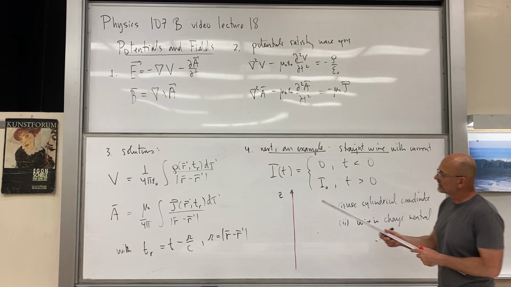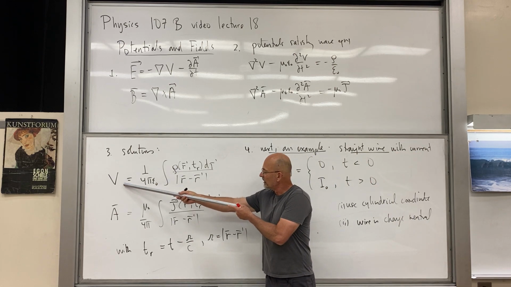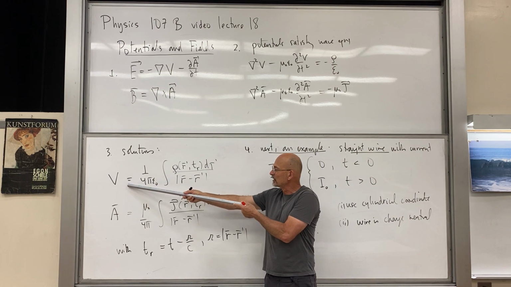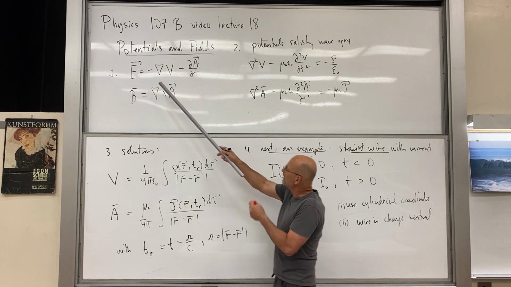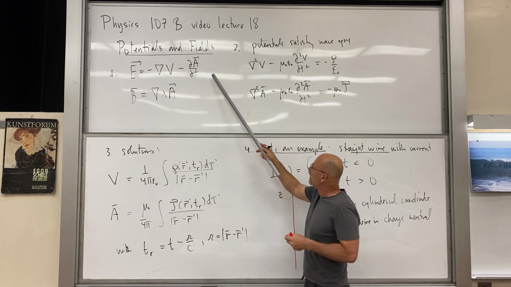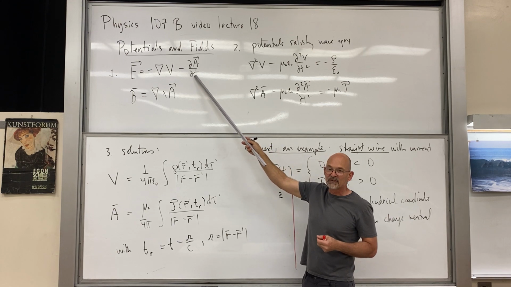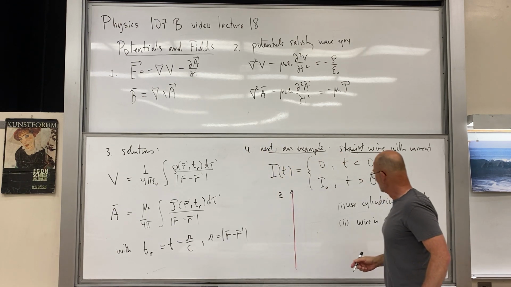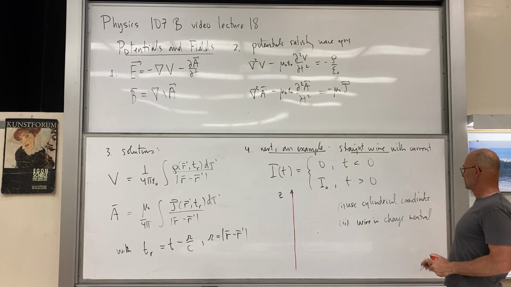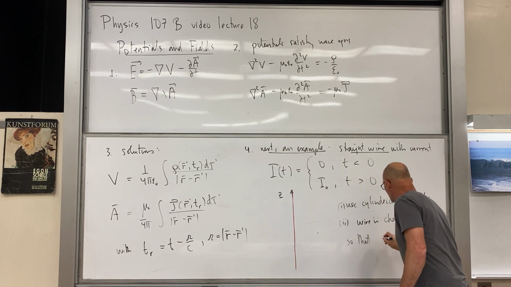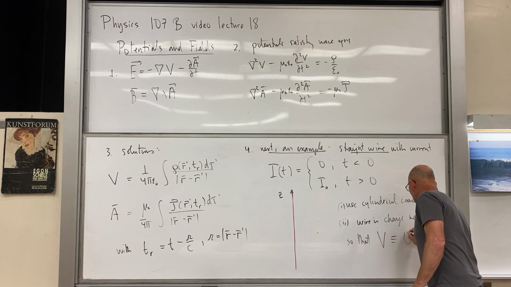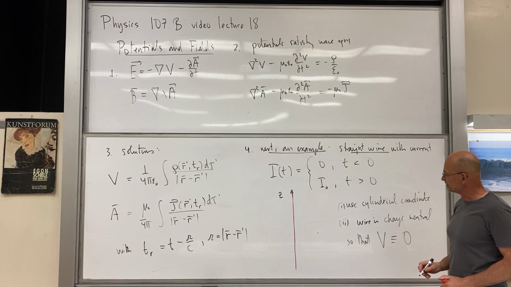That being the case, the scalar potential is identically equal to 0, but there is an E field because we're going to calculate the vector potential and take its time derivative. This is a nice example. Neutral, so that V is identically equal to 0.